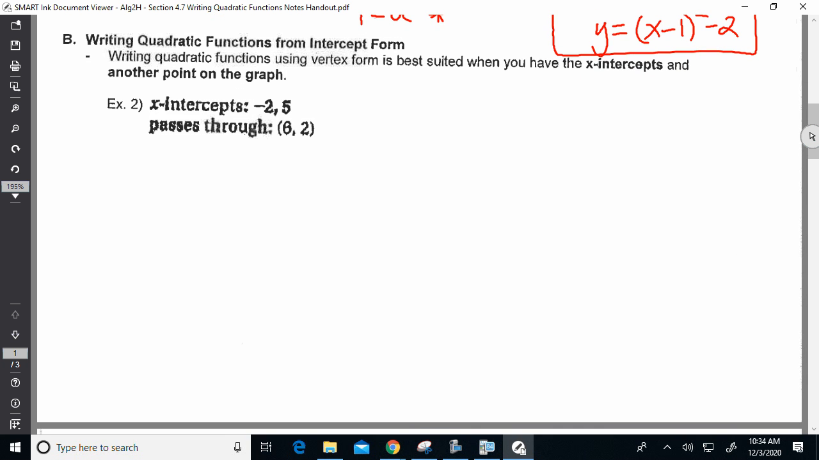Intercept form. So intercept form, y equals a, parentheses x minus p, parentheses x minus q. For intercept form, you have to know the x-intercepts, and you have to know another point. So the x-intercepts are p and q. The other point is your x and y.